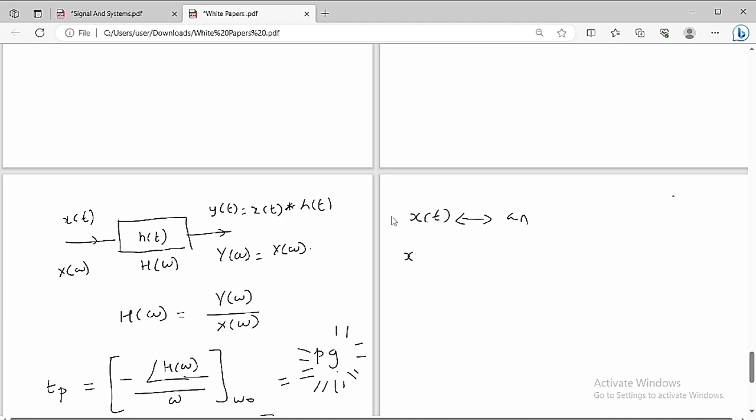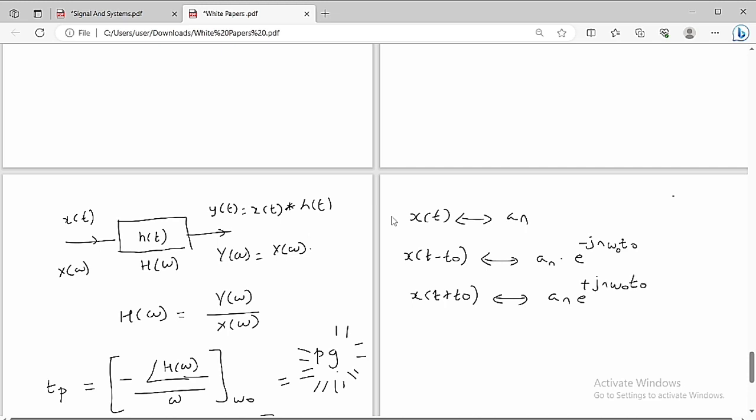Suppose x of t minus t naught, we will have the Fourier series coefficient I have already told you, which is a into e to the power of minus jn omega naught t naught. Omega naught t naught we can keep here. So now x of t plus t naught, we have the Fourier series coefficient a into e to the power of plus jn omega naught t naught we are going to get.